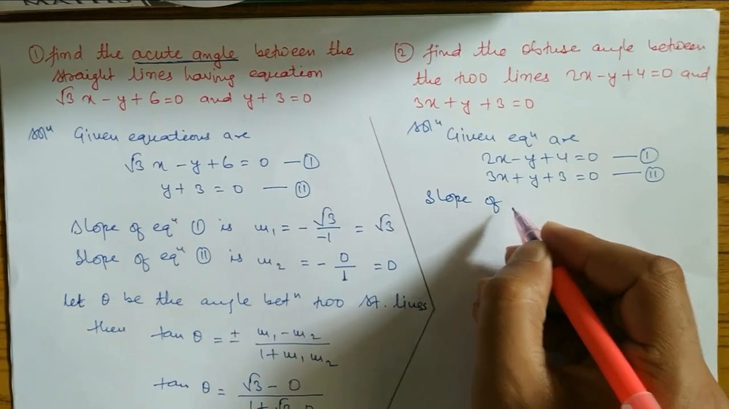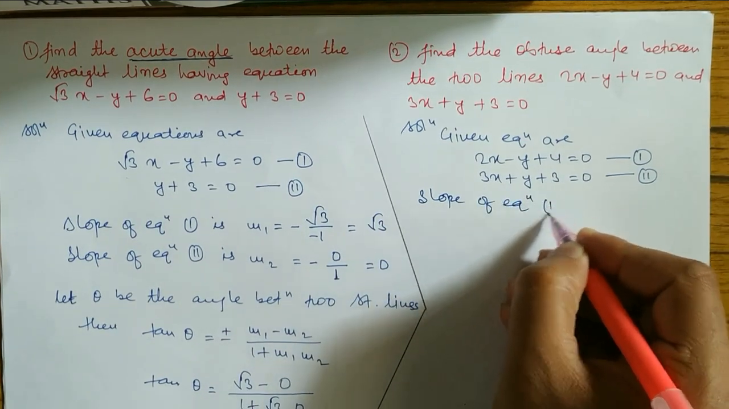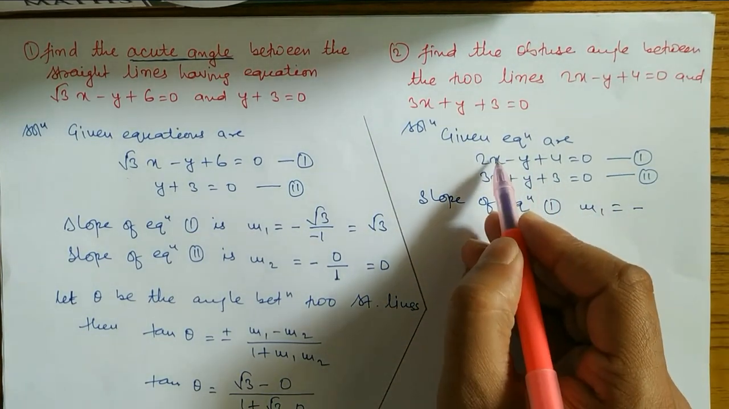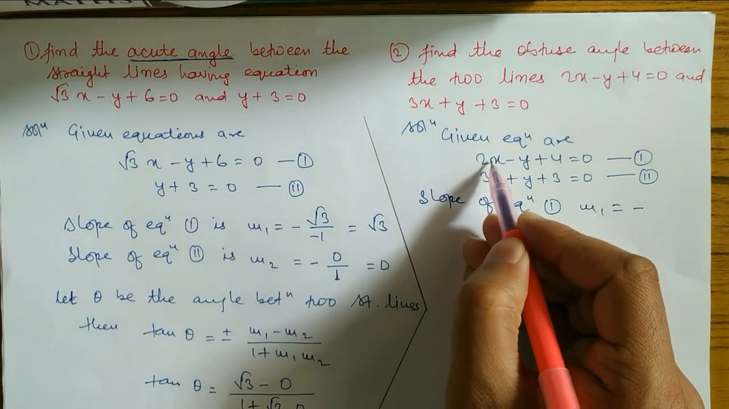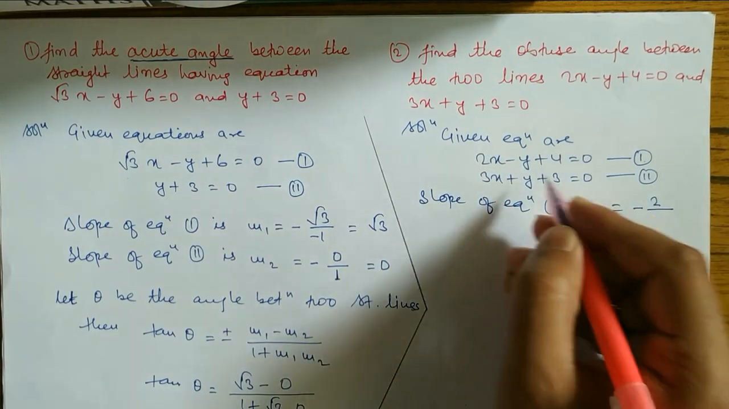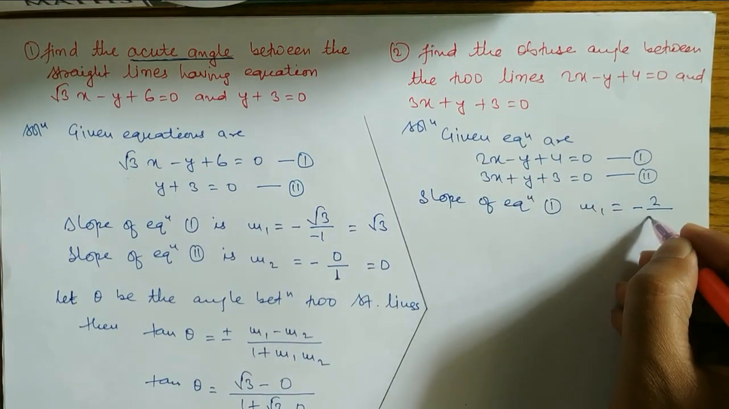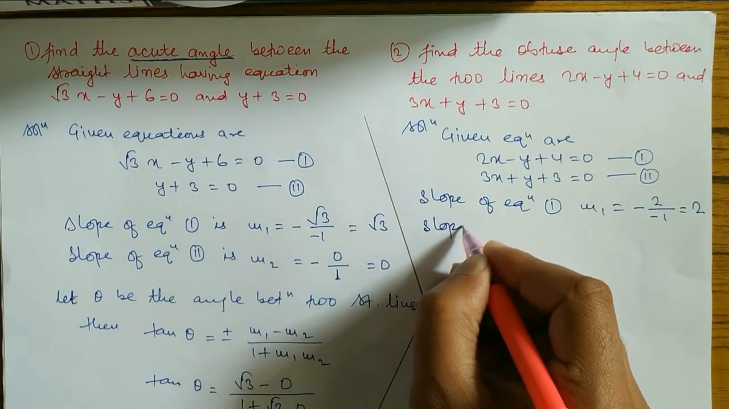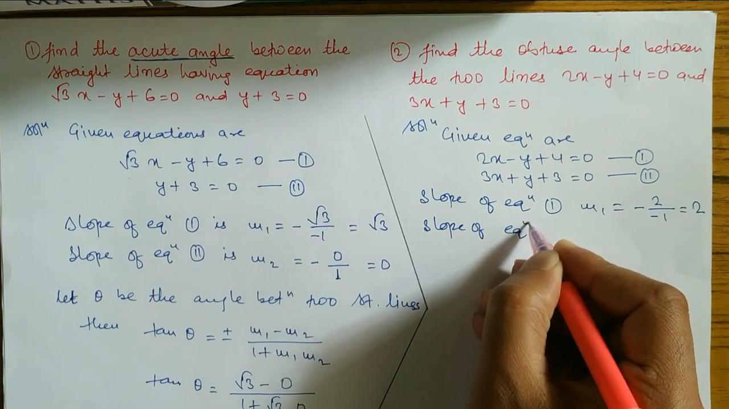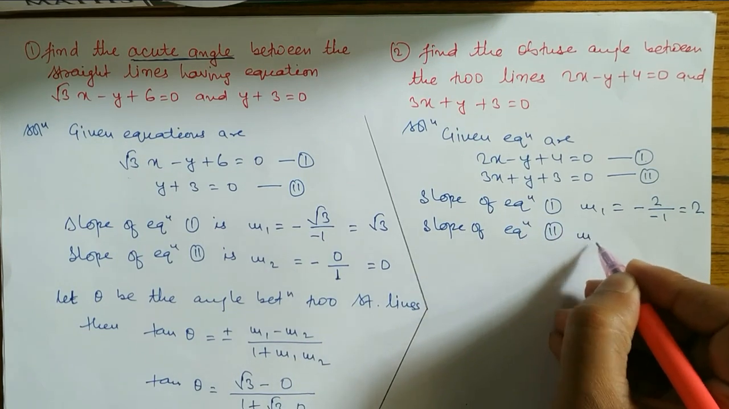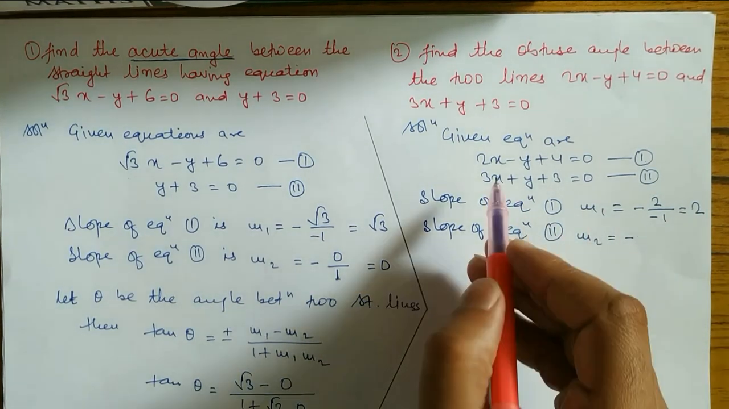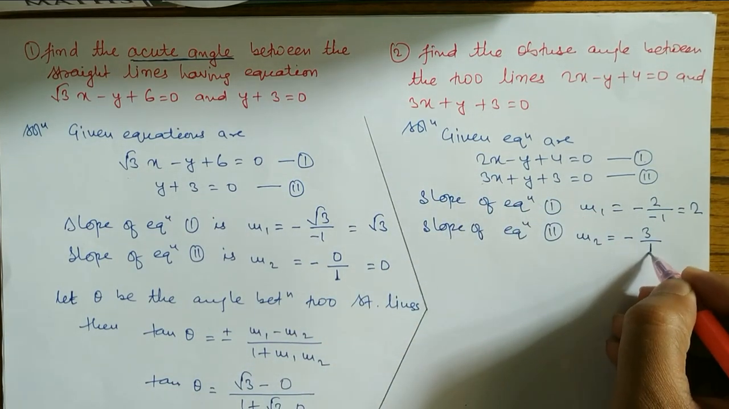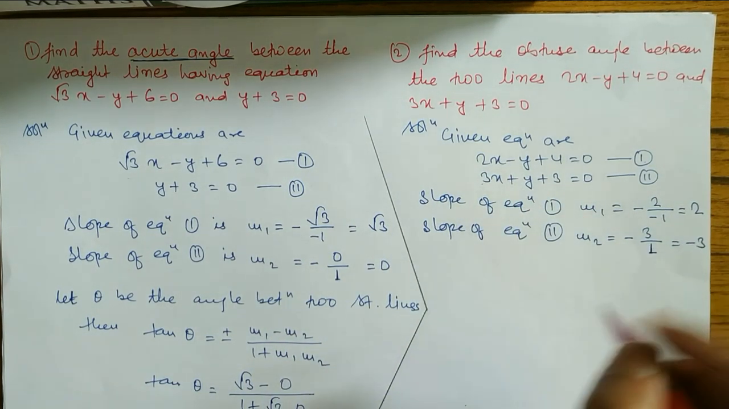Slope of equation 1, m1 is equal to, formula, minus coefficient of x from equation 1. Coefficient of x, what is here? 2. So 2. Coefficient of y, what is here? Minus 1. Minus 1 is equal to 2. Similarly, slope of equation 2, m2 is equal to minus coefficient of x, what is here? 3. Coefficient of y is equal to 1, is equal to minus 3.